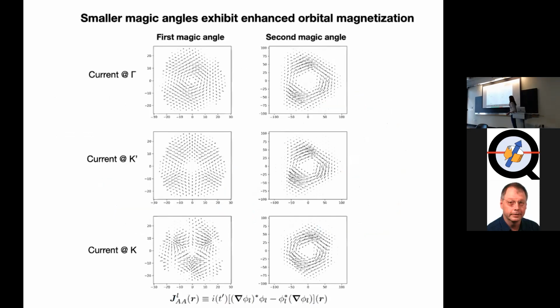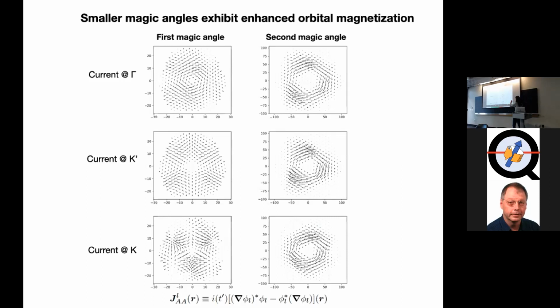So that's the next thing that we looked at. We define this current operator, which is actually an interlayer, intra-sublattice current operator, and we look at how this thing winds around. I'm comparing here the first and second magic angle, and these little arrows show the magnitude and direction of this current operator. We're looking at the wave function at gamma, at K prime, and at K. You can see a net winding at the first magic angle, but at the second magic angle, this winding is getting larger.